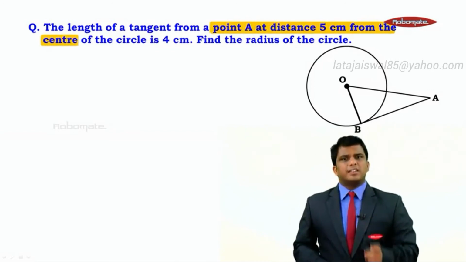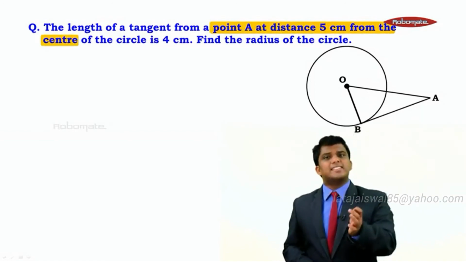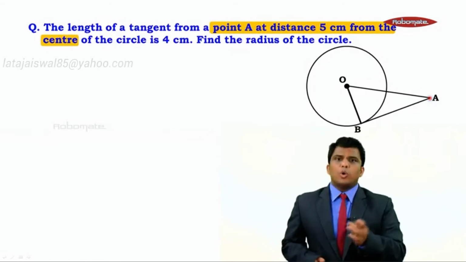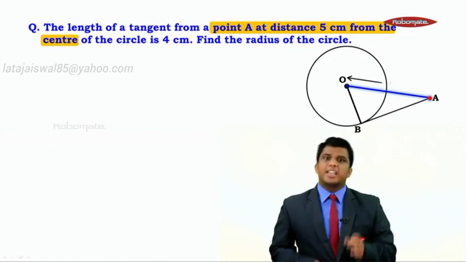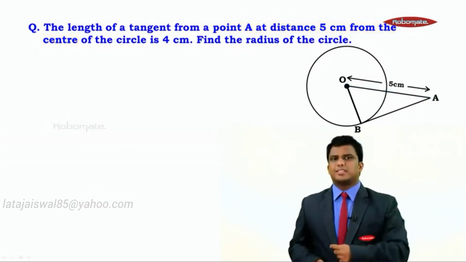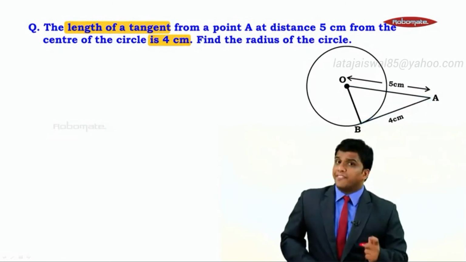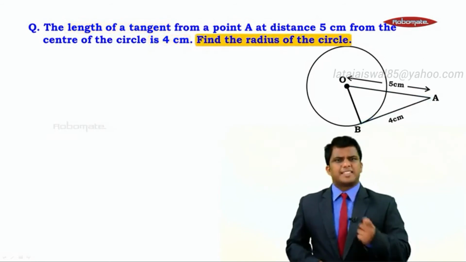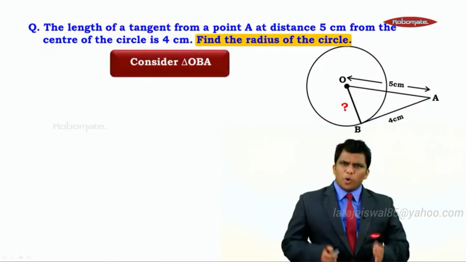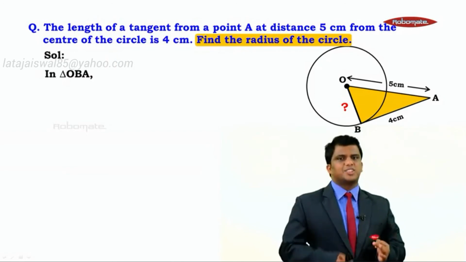So over here, first of all, point A is at a distance of 5 centimeter from the center. The center is O. So O to A is definitely 5 centimeter. And the length of the tangent from A to the circle, that is AB, is equal to 4 centimeter. We need to find the radius of the circle, which is represented by OB. So let's find OB. Now here OB belongs to a triangle, triangle OBA. So let's consider this triangle.